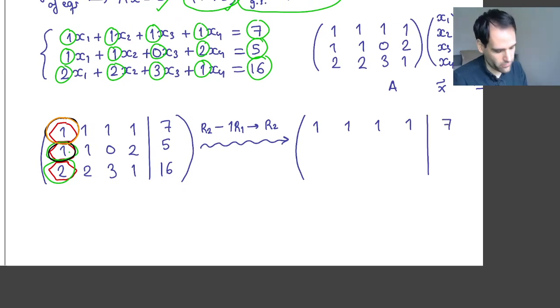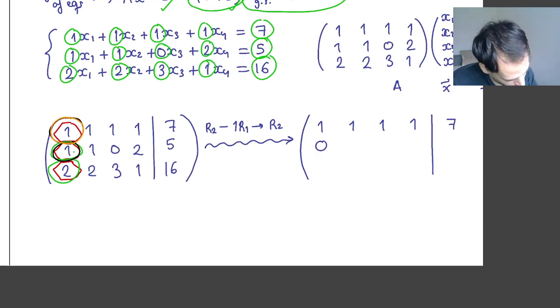And now we do the second row, minus the first row. So 1 minus 1 is 0, 1 minus 1 is 0, 0 minus 1 is minus 1, 2 minus 1 is 1, 5 minus 7 is minus 2.